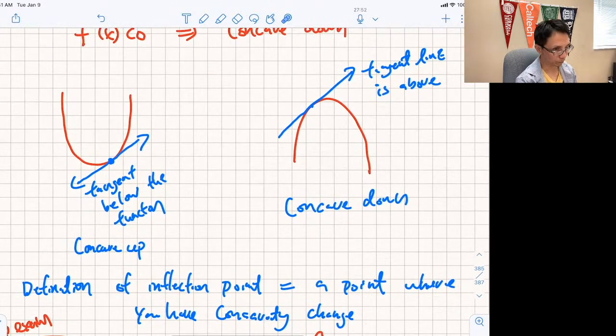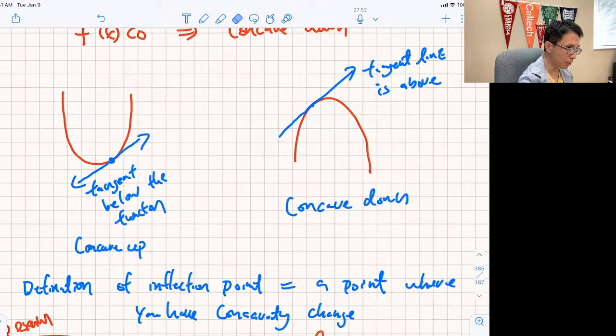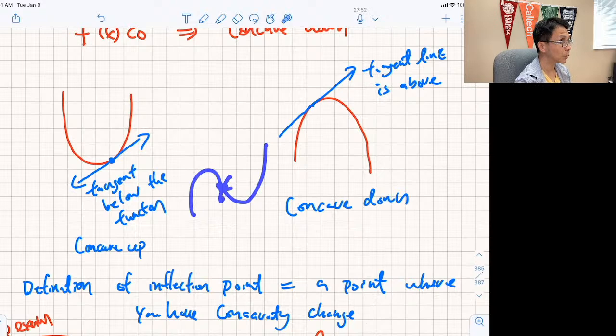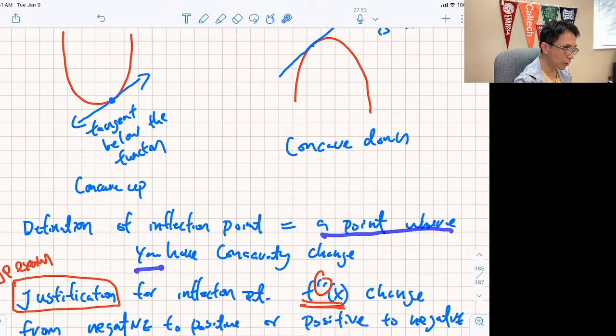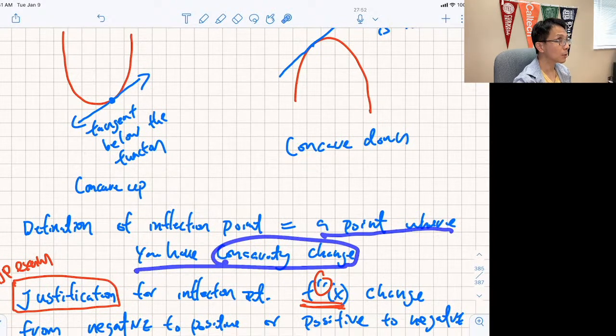Definition of inflection point. It's a point where you have a concavity change. So a point where you change your concavity. For example, you have some function like this, right? And this point here is the concavity change because it's changing from down to up. So you're going to have those points out there. It's called an inflection point. A point where you have a concavity change. That's it.